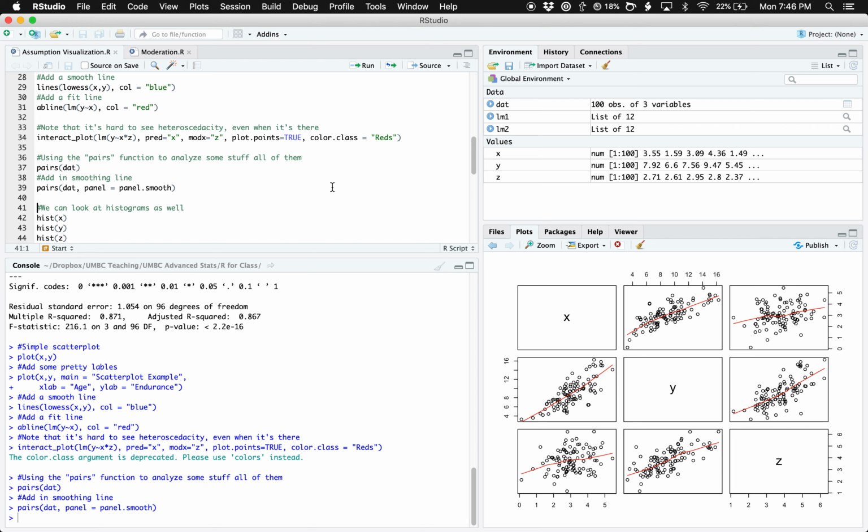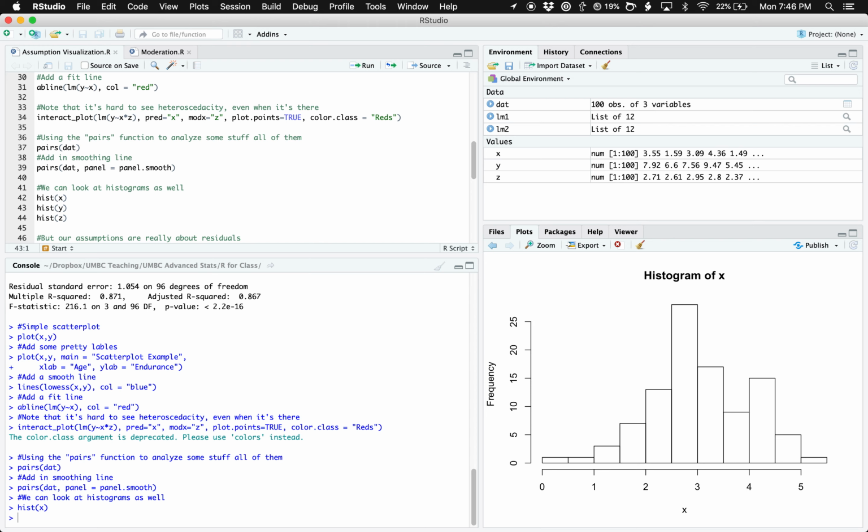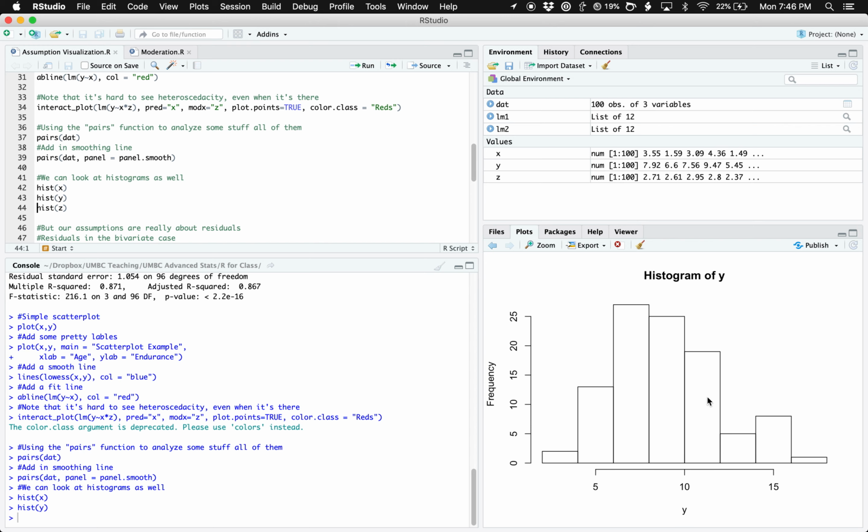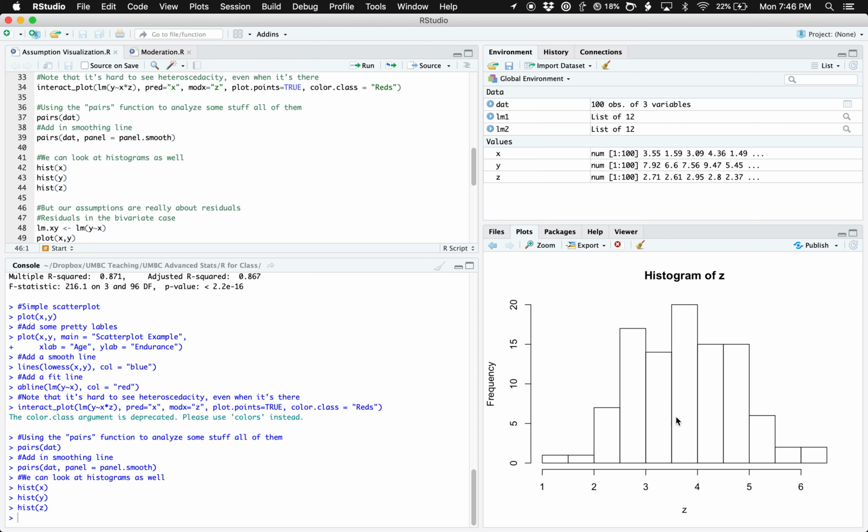I can also look at histograms of my data with the function hist. Here's my histogram of the x data. You can see that it looks a little bit skewed. Same thing for y, a little bit skewed. Now, it's never going to be perfectly normal, but we can look for at least a little bit of that. Z actually looks kind of okay out of all of these. But really, most of our assumptions are more about the residuals and the errors than they are about the set of data themselves. So we can plot the residuals.